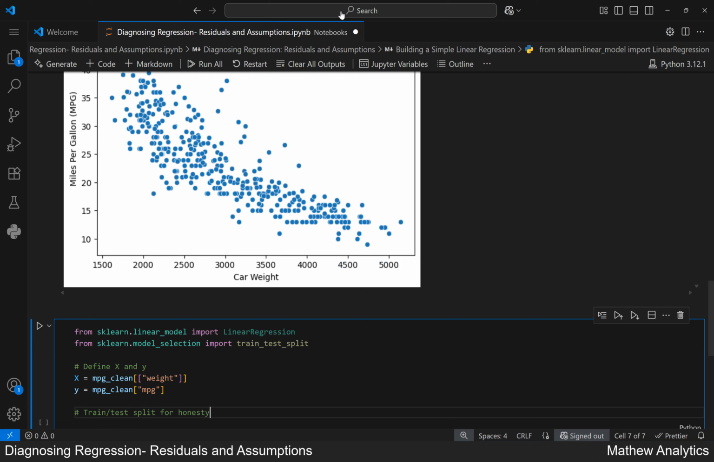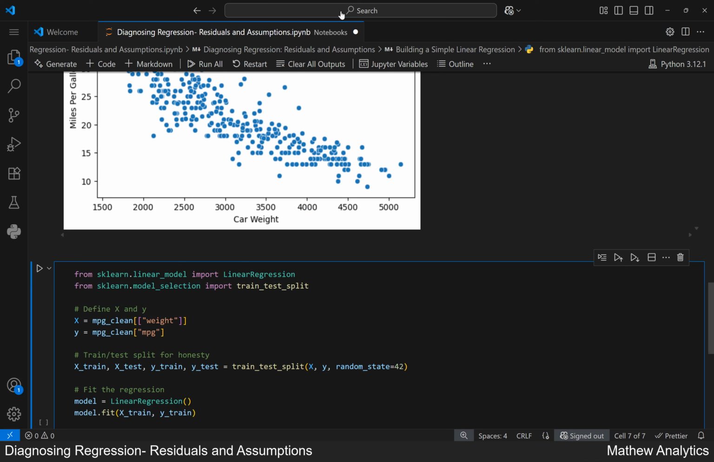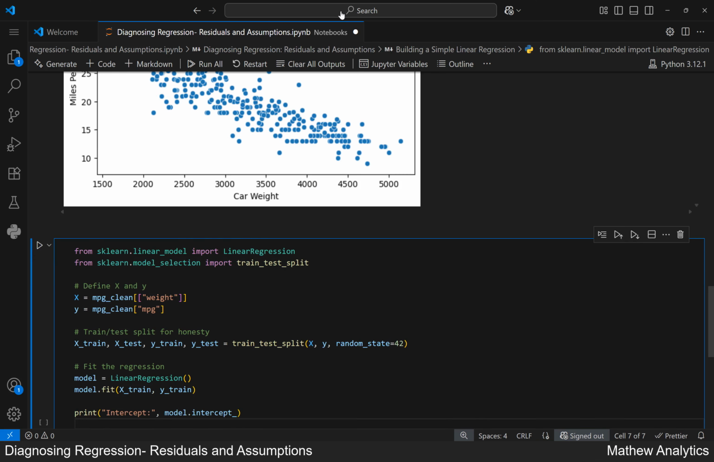Next, we create and fit the regression model. We train the model on the training data. Now, we print the intercept and coefficient. The intercept is the predicted value when weight is 0. And the coefficient shows how much miles per gallon changes for each unit change in weight. Running the cell now. What do you think a negative coefficient means here?